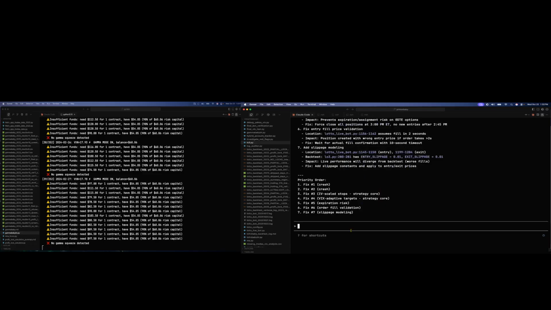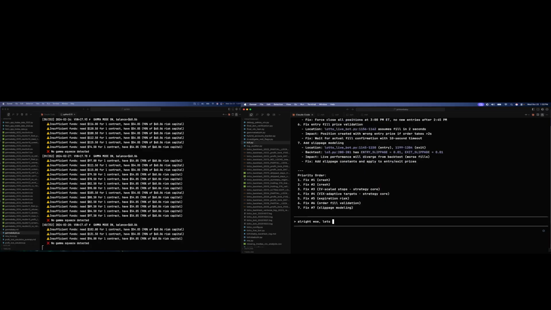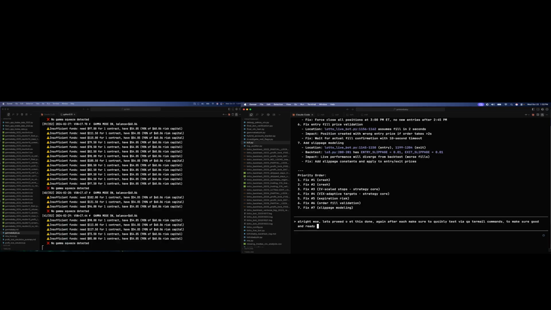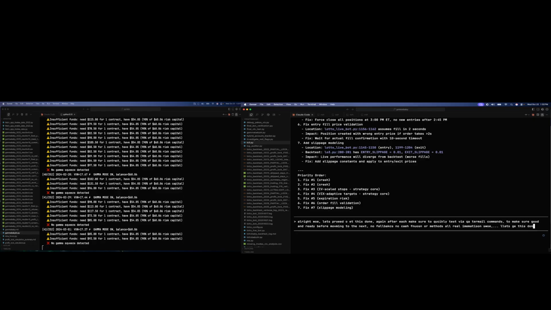All right, let's proceed to get this done. Again, after each one, make sure to quickly test via QA quality assurance terminal commands to make sure it's good and ready before moving to the next. No fallbacks, no cache functions or methods, all real implementations. Let's get this done.